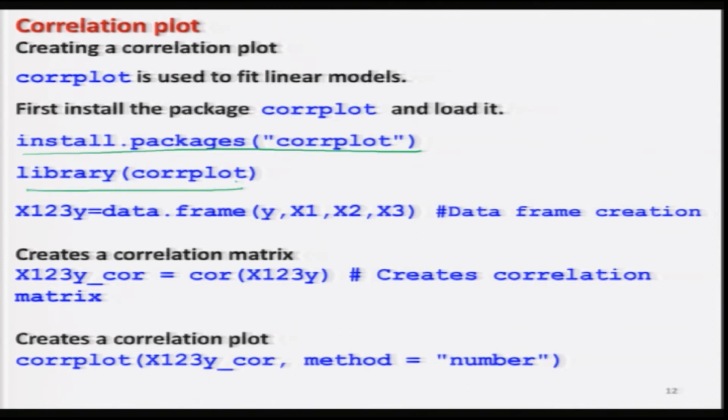Now, in this correlation plot, the data has to be entered into the framework of a data frame. So, I have a set of 4 variables: y, x1, x2, x3. I try to create a data frame here and give it the name x1, x2, x3, y, so that you can remember it is x1, x2, x3 and y. And then this data frame has to be converted into a correlation matrix.